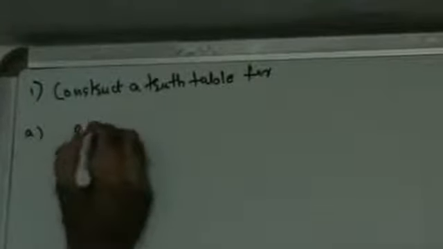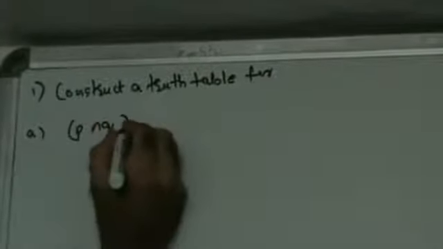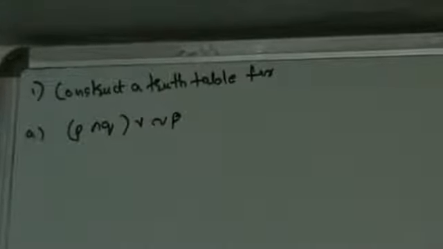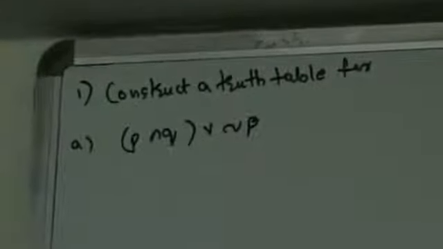Construct a truth table for P and Q or not P. Right? P and Q or not P. Let's see this.